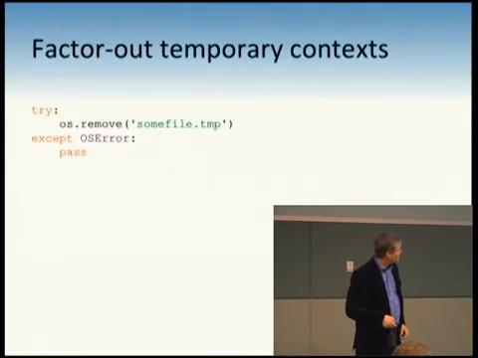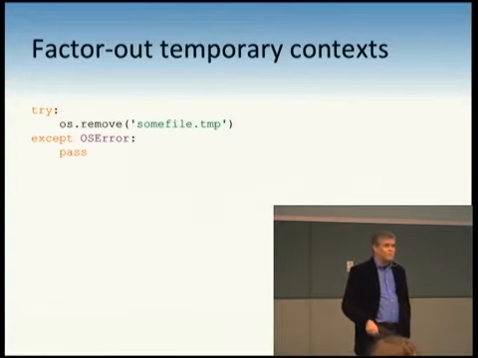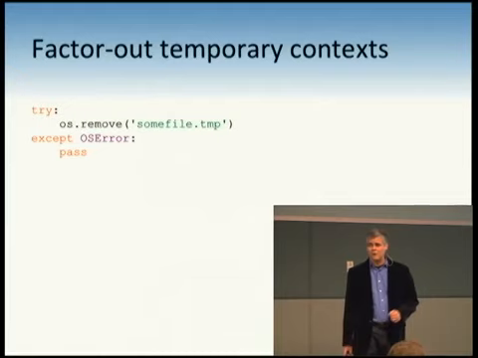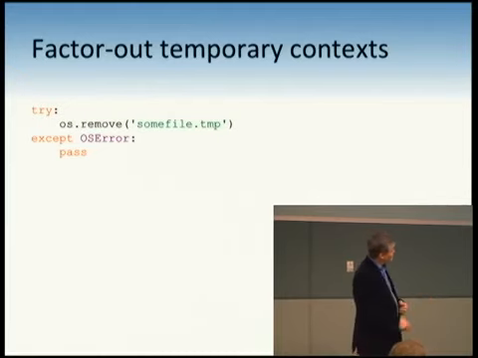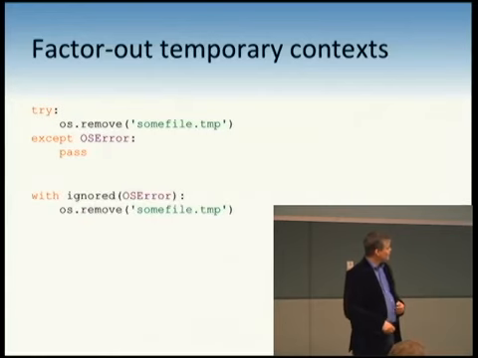Here's one you didn't know. I would do an os.remove on a file, and then I catch an error. There's another way to do this, of course. You can check and see if the file exists before you do it. Is that the right way? No, because it has a race condition in it. And so this is the correct way. It's also irritating. Here's a better way, with ignored.